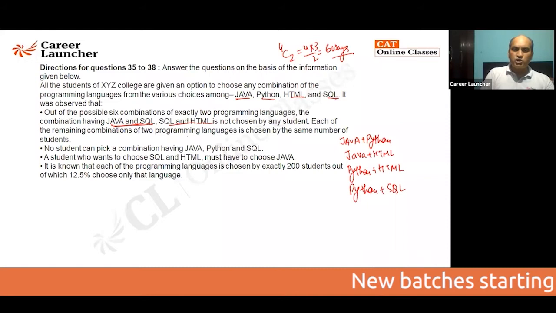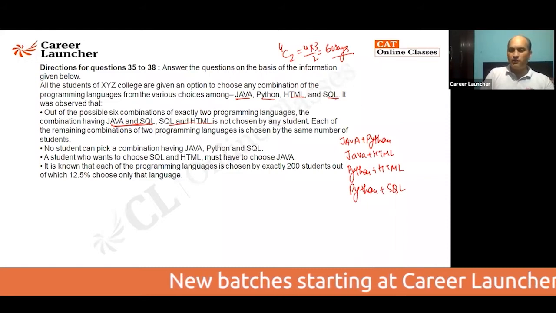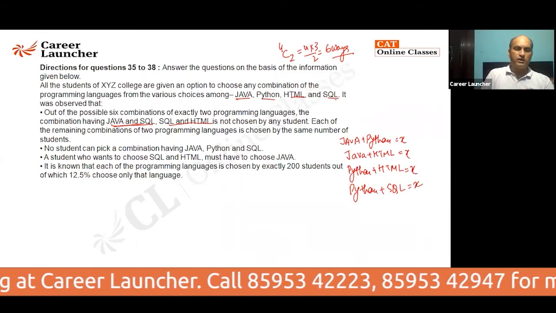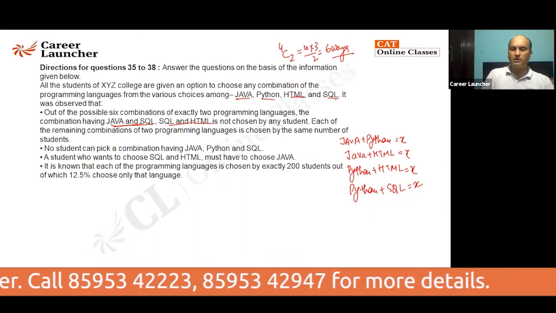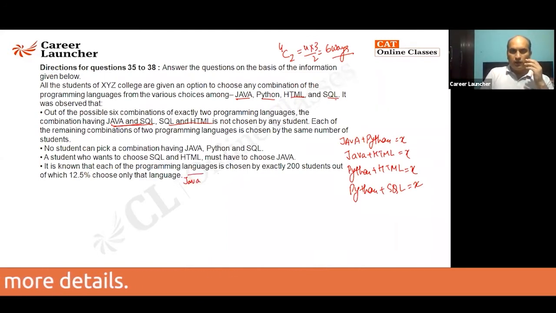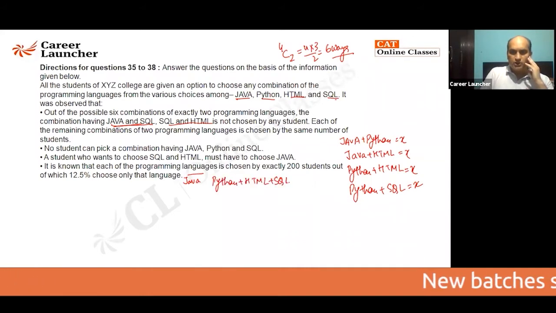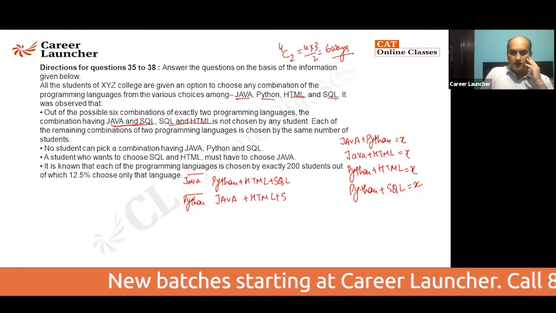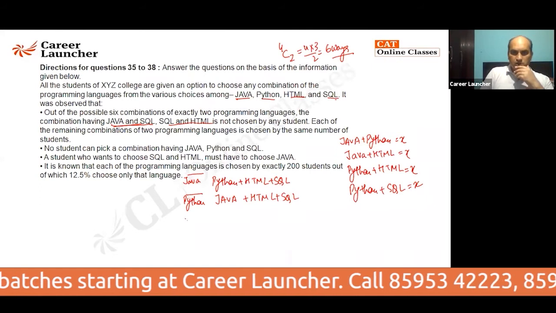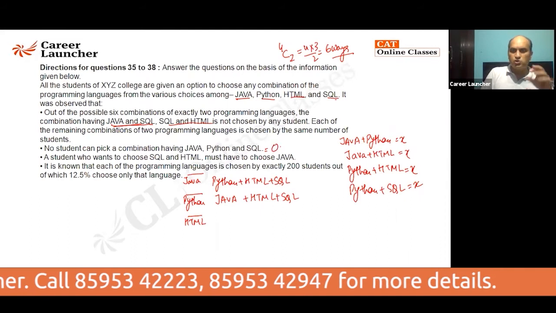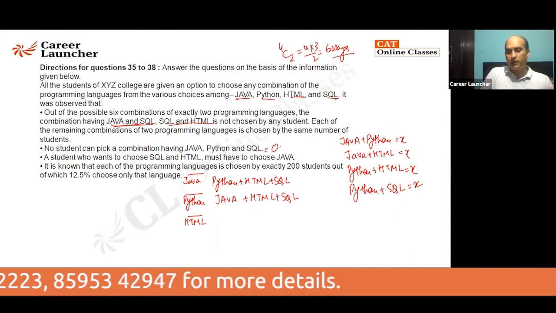Each of the remaining combinations of the 2 programming languages is chosen by the same number of students. So say that it is equal to X, X, X and X. The next one is no student can pick a combination having Java, Python and SQL. So there are 3 languages also that can be chosen. So first one is without Java. If you are not choosing Java, I'll say it is Python, HTML and SQL. One combination is this. If I'm not choosing Python, I'll say it is Java, HTML, SQL. If I'm not choosing HTML, I'll say it is Java, Python and SQL, but no such combination is to be taken. Clear? It is given that no student can pick a combination of this.